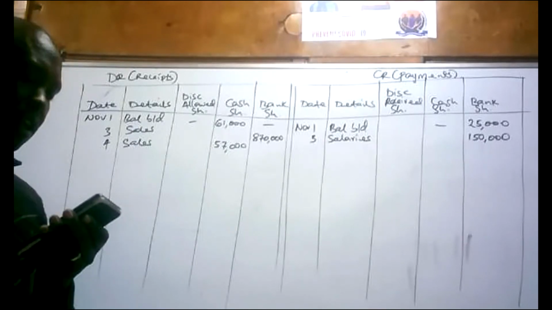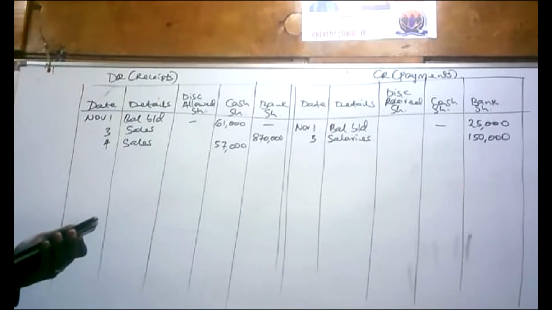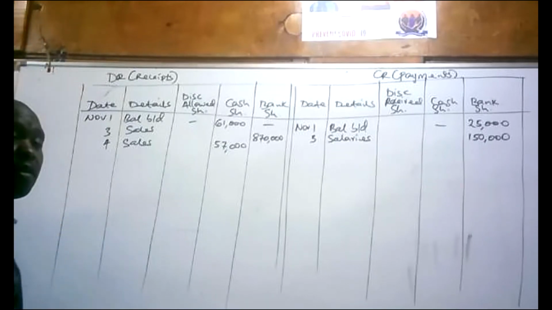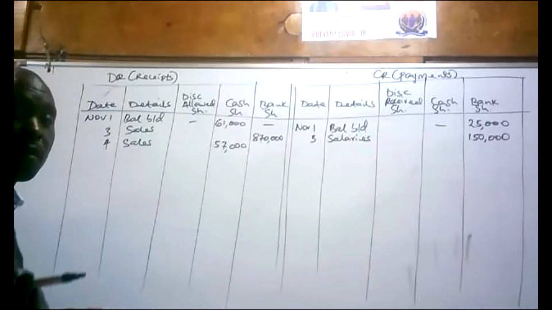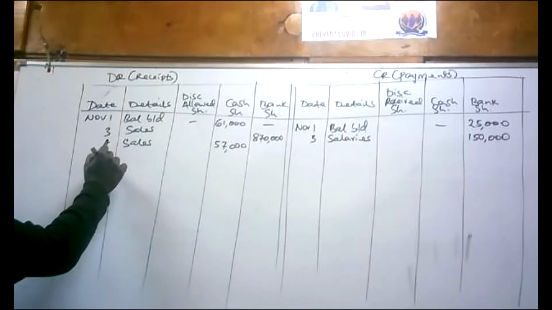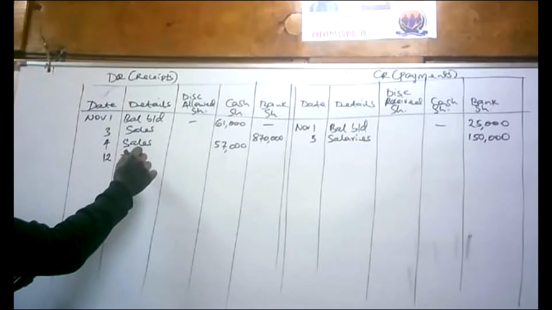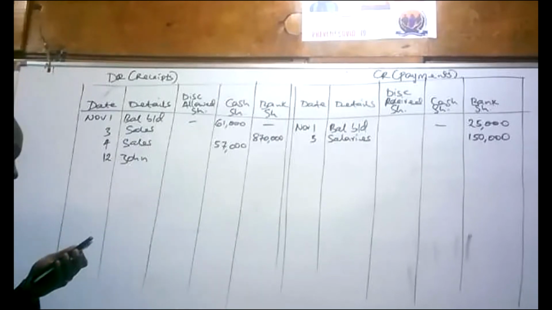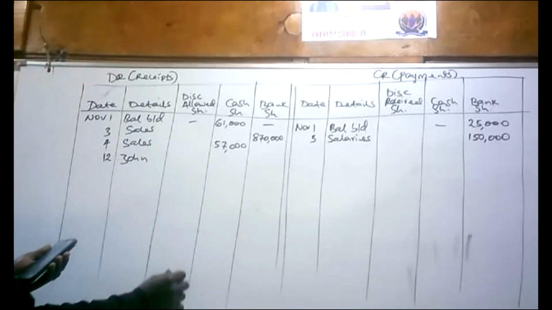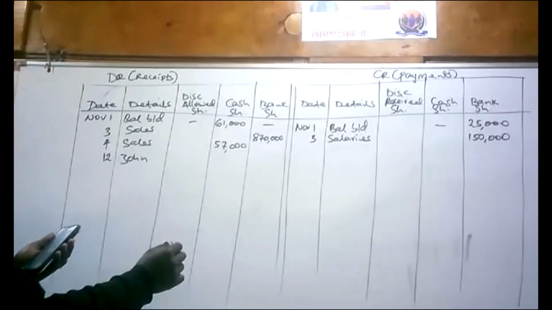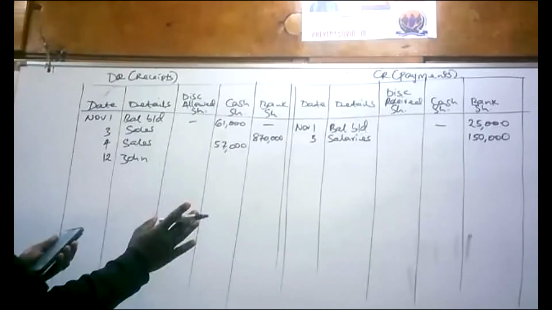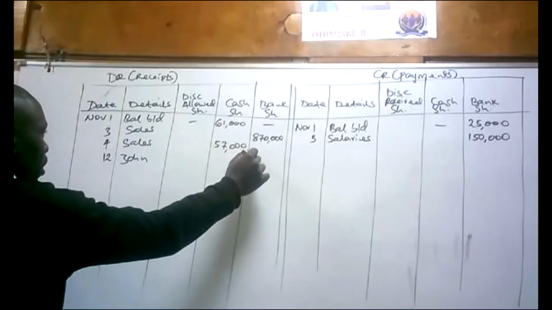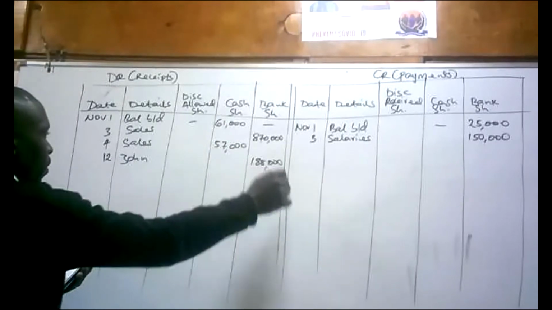November 12, John, a debtor, paid 188,000 after deducting a cash discount of 6%. When a debtor is paying, remember, a debtor is a credit customer, so it is a customer paying the business. So right here, you say where the money is coming from. From John, how much did we receive? Anyway, we are not told whether it is by check or what. Let me put it there.